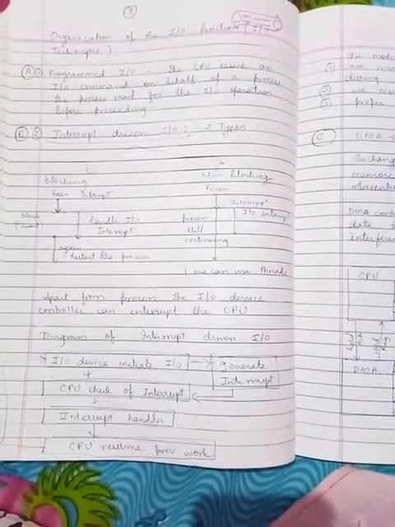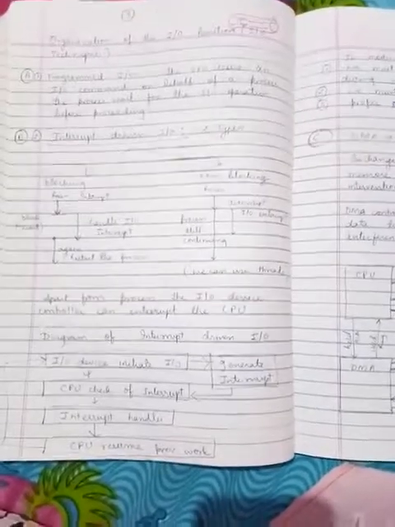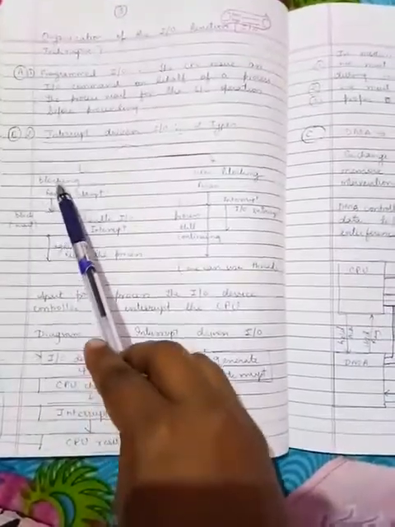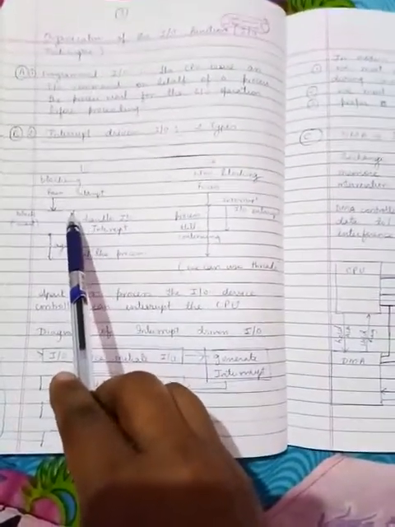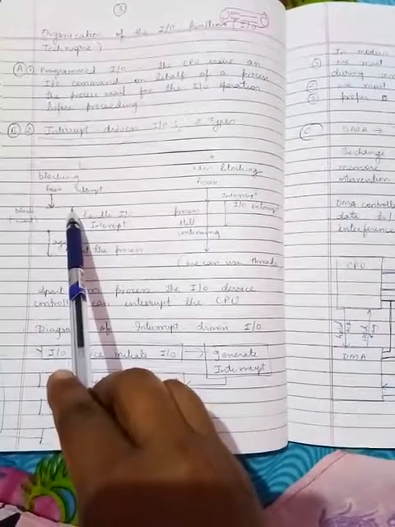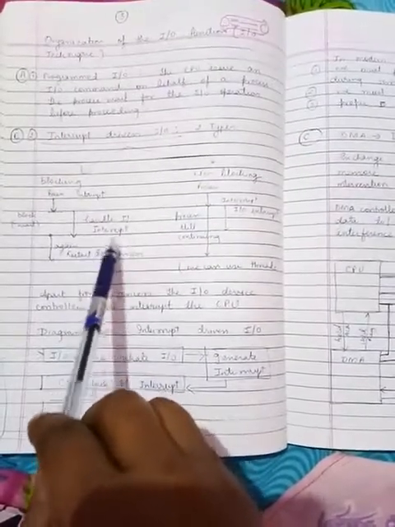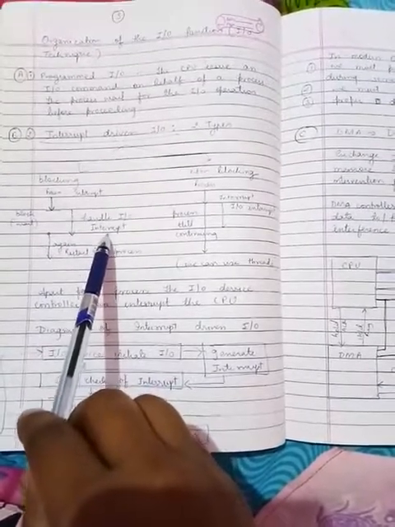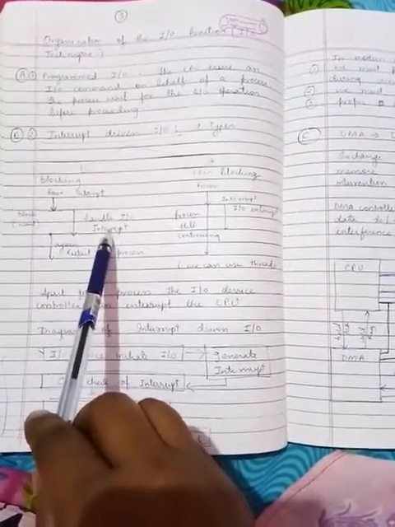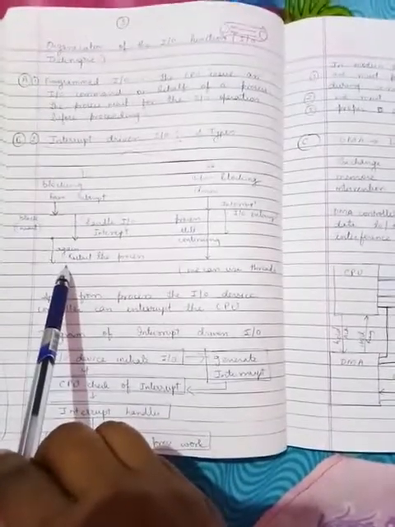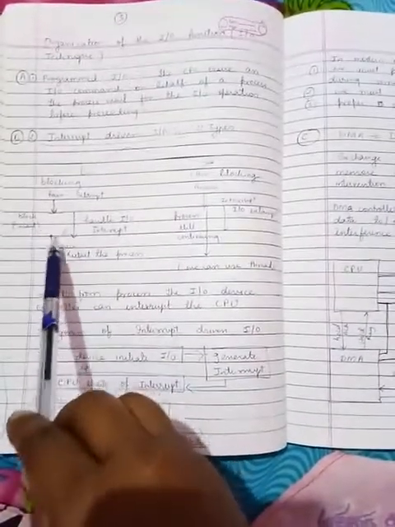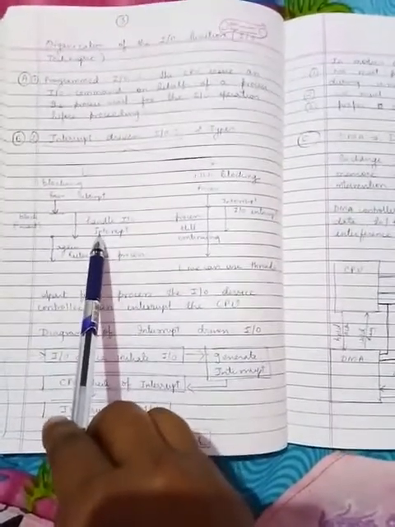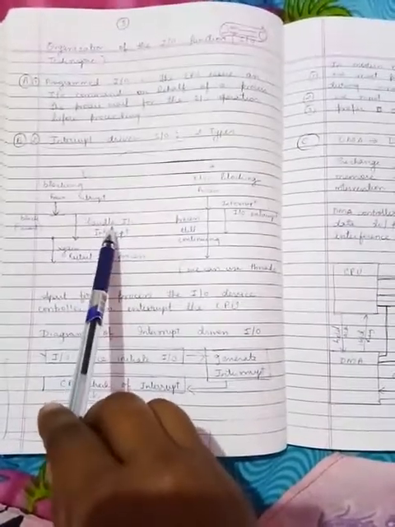First is blocking. Now suppose one IO device issues an interrupt. CPU is executing one process. As soon as it gets an interrupt, it will solve the interrupt. It will see what the request is, and then after solving the interrupt, it will restart the process. During this period of time, the process is blocked because the CPU is handling the interrupt. This is the blocking method.